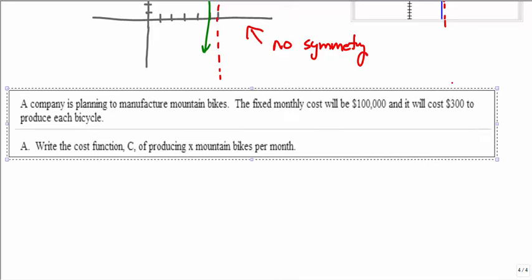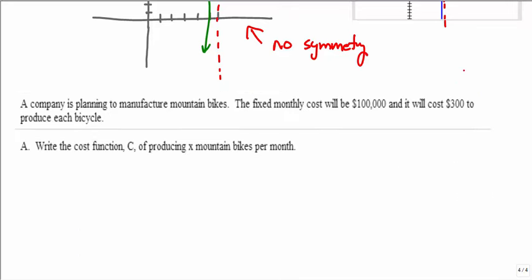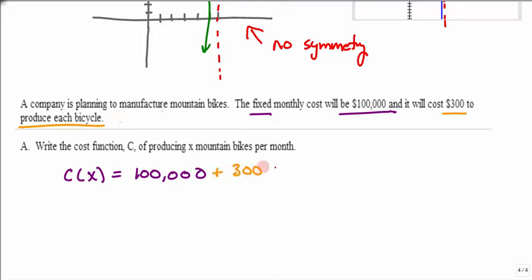It says a company is planning to manufacture mountain bikes. The fixed monthly cost will be $100,000. So even if they don't produce one bike, it's going to cost us $100,000 just to have the building rented, the lights on, and pay our employees. So that's the fixed monthly cost. So fixed is 100,000. Now it says it will cost $300 to produce each bicycle. So along with the fixed cost will be $300 for each bicycle.